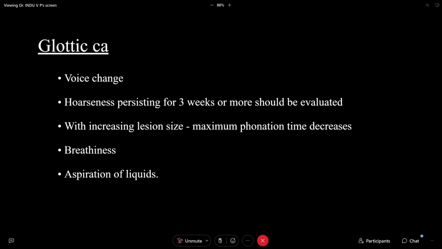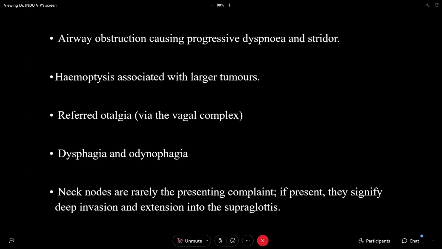The breathiness and the complaints of aspiration of liquids will start when it starts affecting the vocal cord mobility. There will be progressive dyspnea, stridor, and all associated with advanced lesions. Otalgia, dysphagia, odynophagia are associated most of the time with the advanced lesion. Neck nodes are mostly rare in the early laryngeal cancers.